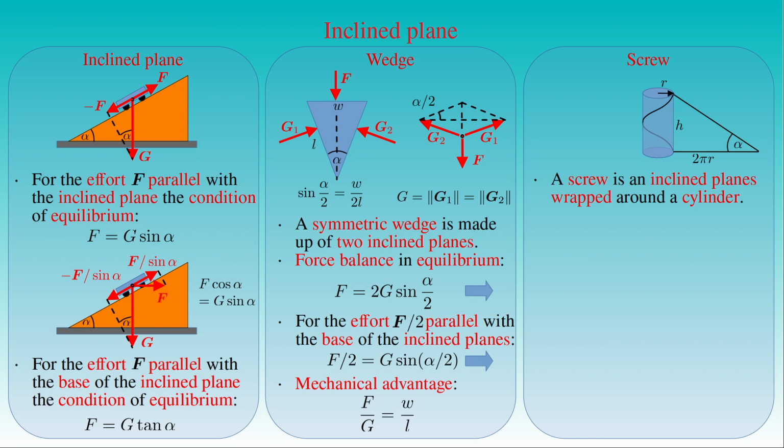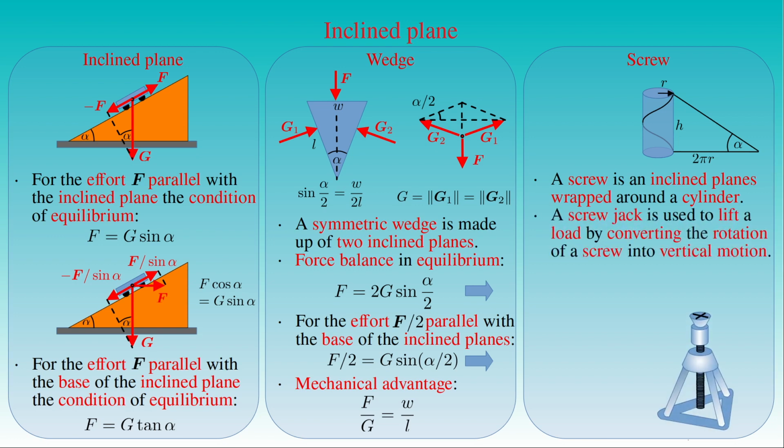A typical lifting device utilizing the mechanical advantage of a screw thread is a screw jack, used to lift a load by converting the rotation of a screw into vertical motion. If a load G is lifted or a body is pressed by a force G, then the line of action of the force G is the axis of the screw and the effort F is applied along the tangent to the circumference of the screw. The force G is perpendicular to the base of the inclined plane wrapped around the screw and the force F is parallel with the base.